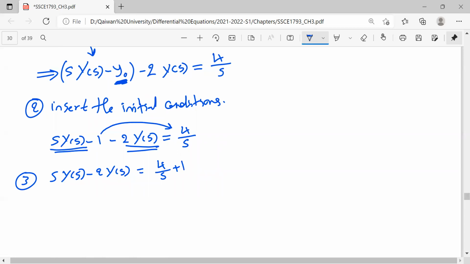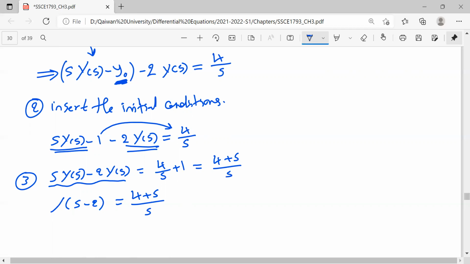Now here we are going to find the common denominator. This equals 4 plus s over s. It's 4 over s, 4 plus s over s. Now between these two terms, the common factor is Y of s. We take Y of s as the common factor. What's left here? You get s minus 2 equals 4 plus s divided by s.